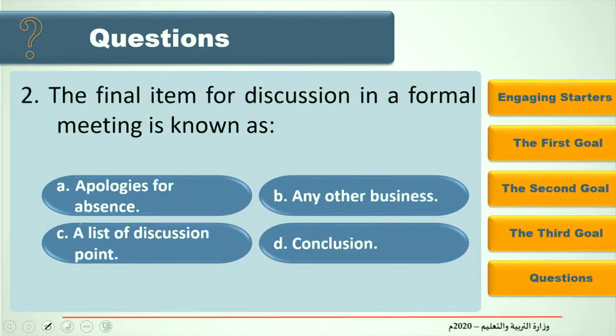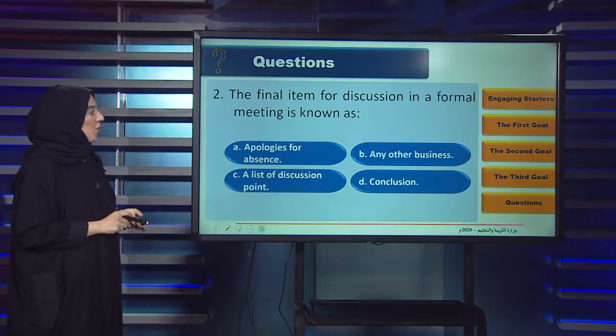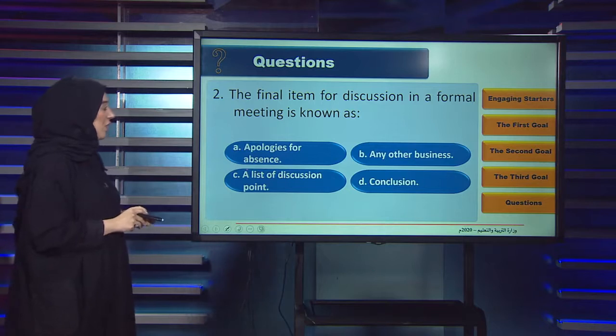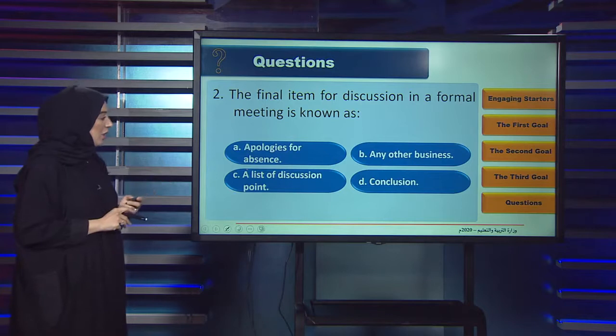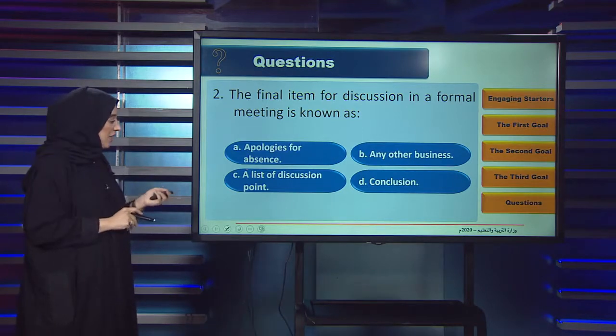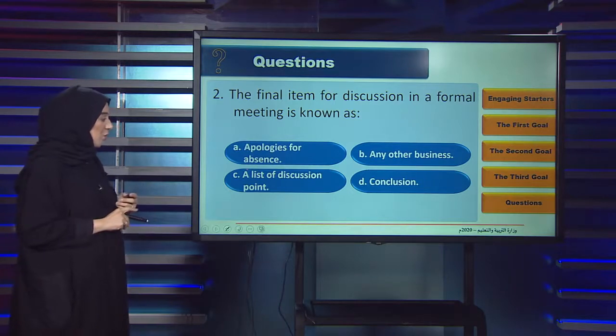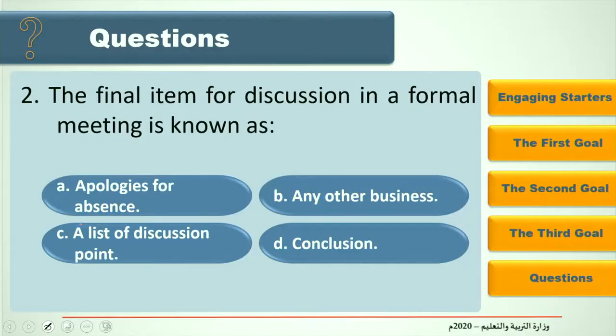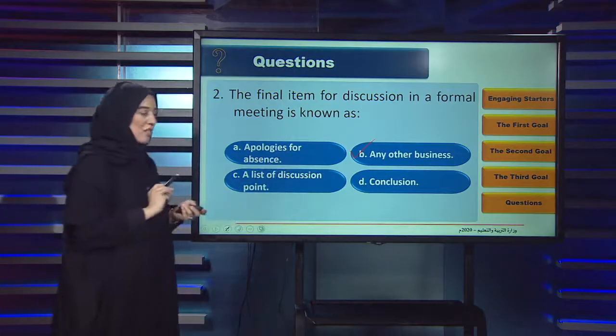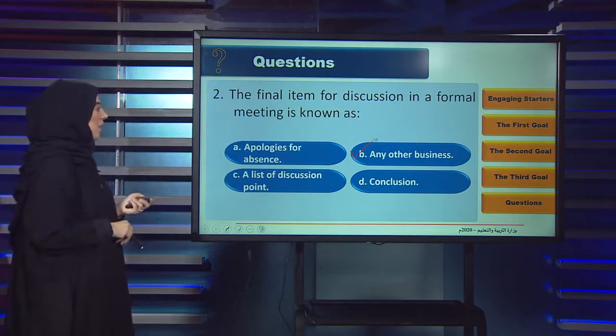Minutes. Question 2. The final item for discussion in a formal meeting is known as A. Apologies for absence. B. Any other business. C. A list of discussion points. D. Conclusion. The answer is B. Any other business. This will be the last item in discussion.